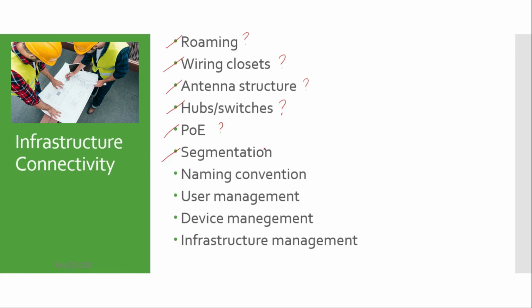How will the users of the wireless LAN be segmented from the wired network? How about naming conventions? How about user device and infrastructure management?